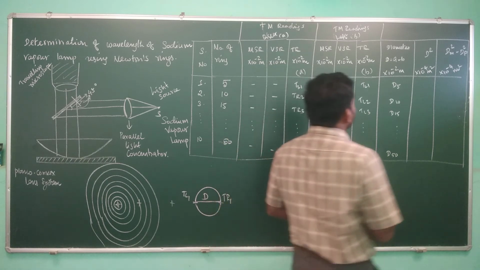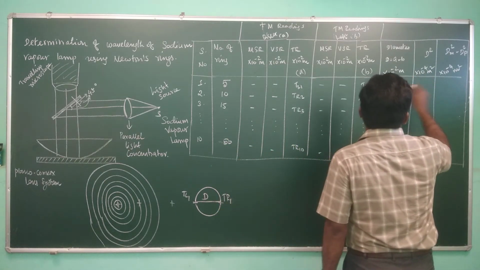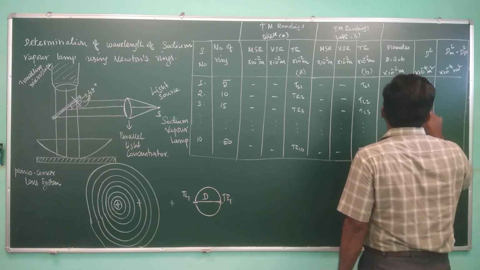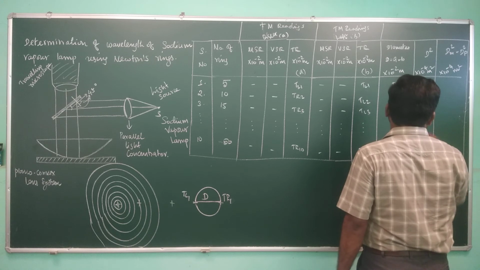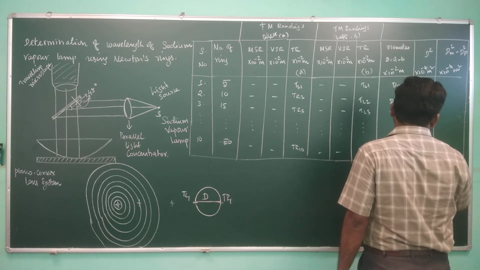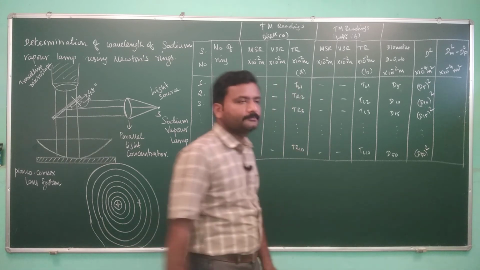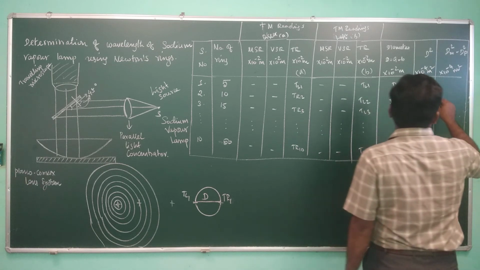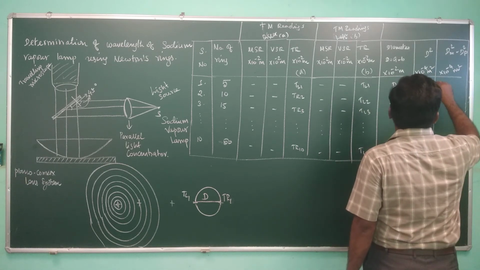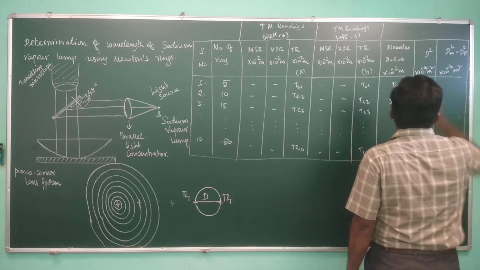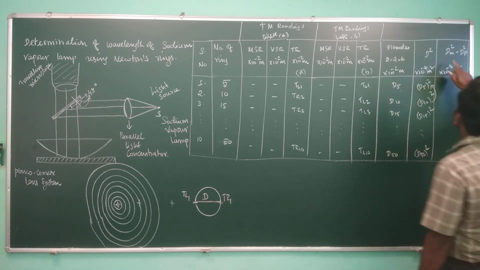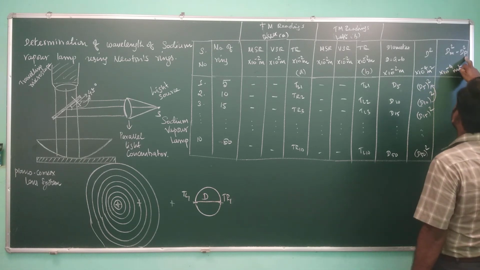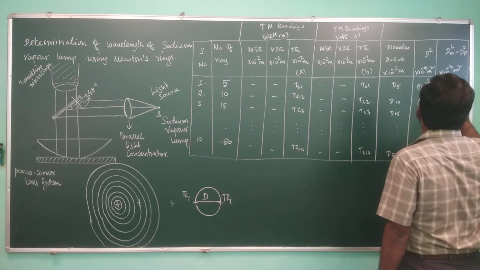Now here, if you square it, you will have the diameter squared of the 5th ring, the diameter squared of the 10th ring, the diameter squared of the 15th ring, the diameter squared of the 50th ring, that is D square. Now what we need is, let us subtract D5 square from D10 square. What we will get, see what we are doing, D10 square minus D5 square, the difference we will get.